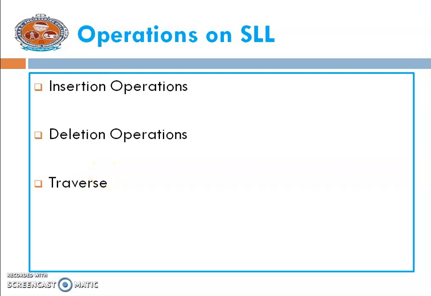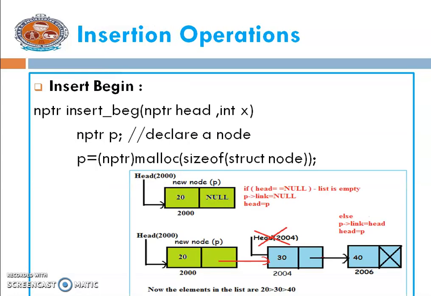The operations on single linked list are insertion operations, deletion operations, and traversing. Inserting into a single linked list can be performed at different positions. Based on the position of the new node being inserted, the insertion is categorized into three types. First one, insert begin operation.